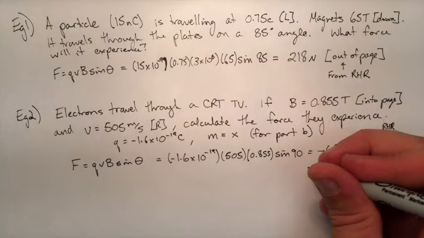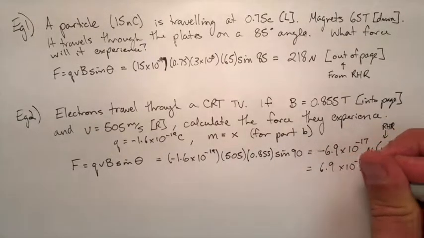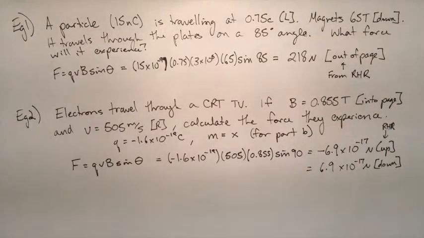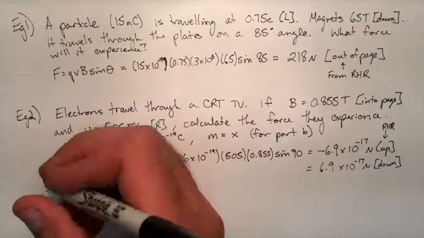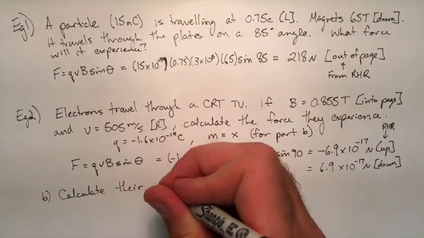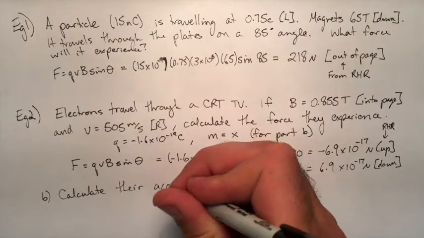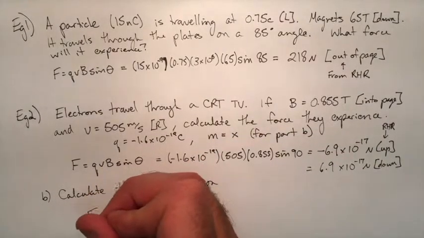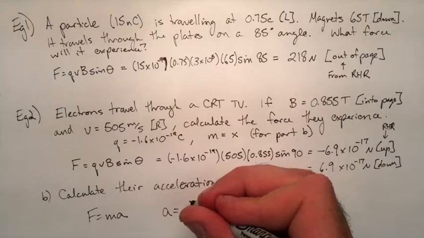And again, with the right hand rule, that force is going to be pointing up. But if it's a negative answer, we need to switch it to positive. So if we switch it to positive 6.9 times 10 to the negative 17, that direction switches to down. So that's the effect of a negative electron.